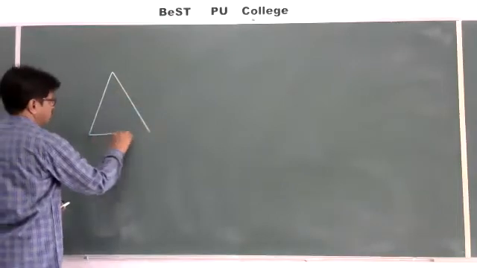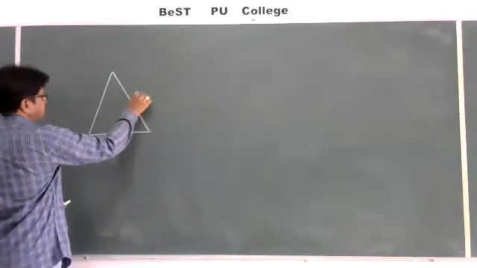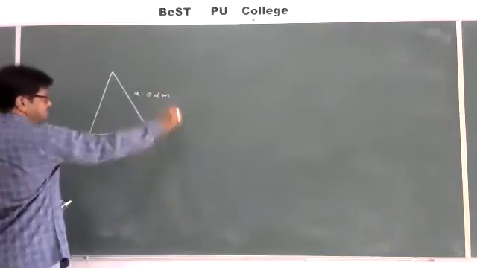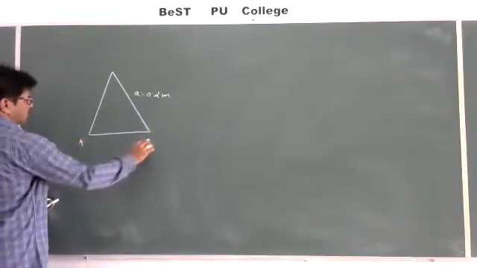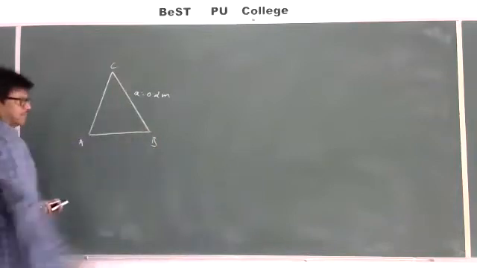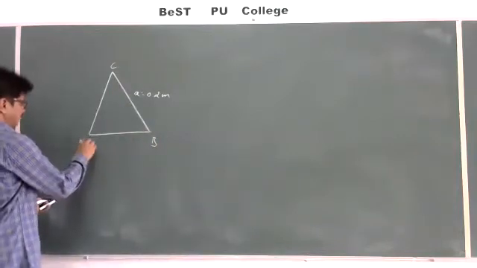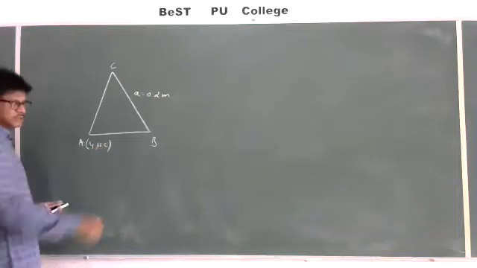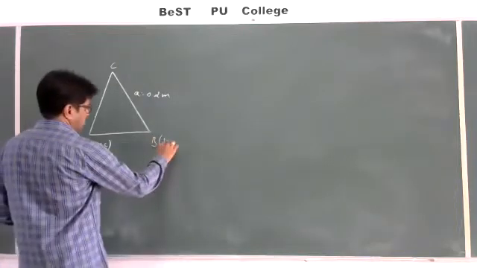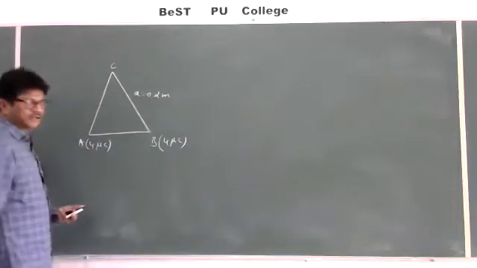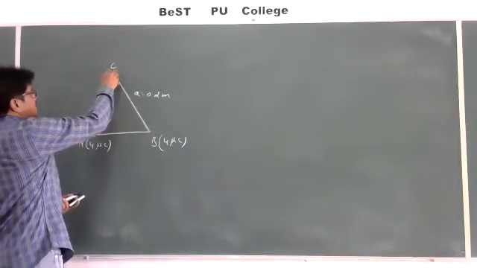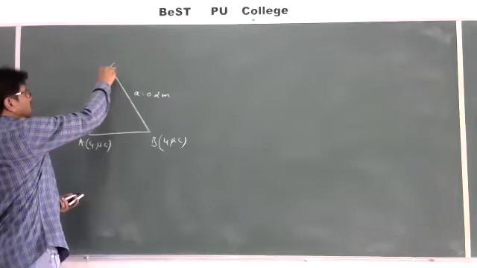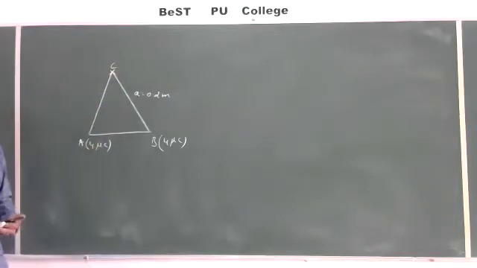Now, what is given is, he considered a beautiful equilateral triangle of side 0.2 meter. This is an equilateral triangle called ABC. At A, he is placing 4 microcoulomb charge. At B also 4 microcoulomb charge. He is asking us to find what will be the potential at C.